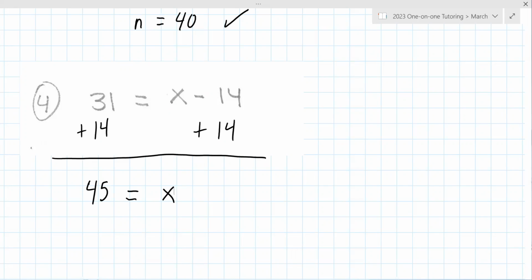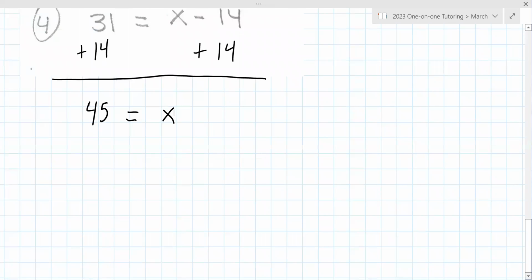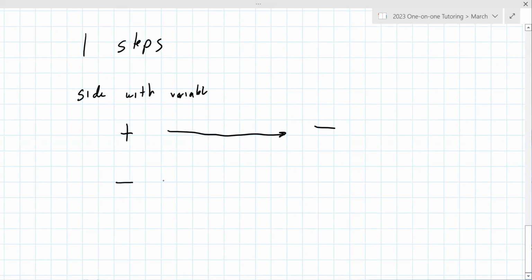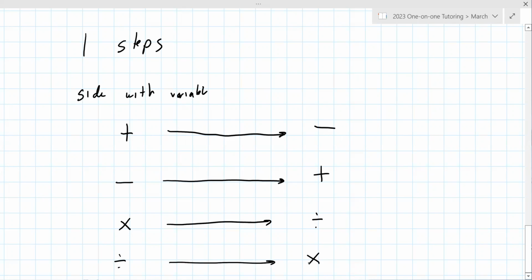So we're about to do a bunch of one-step equations, and we should just make a quick list here for one steps. On the side with the variable, if you see plus, you use subtraction. If you see a subtraction, you use addition. If you see multiplication, you use division. If you see division, use multiplication.